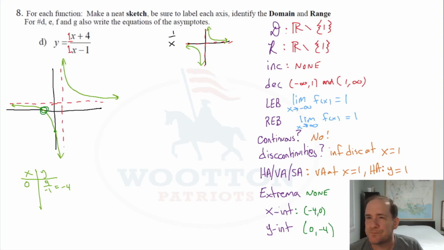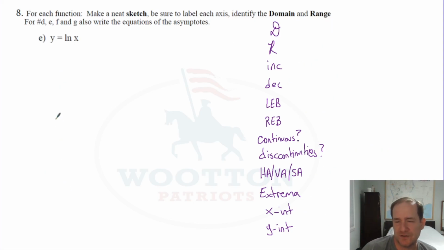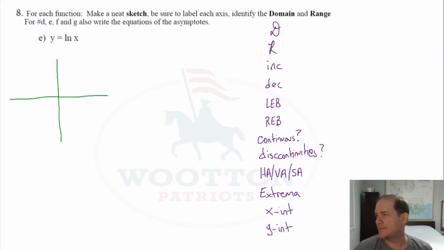So let's keep going. E is the natural log of x. So not much to say about this guy. You should know that the ln of 0 is undefined because we have a vertical asymptote there. We know that the ln of any negative is also undefined because there's just big empty space over here. And then the ln of e is 1. The ln of 1 is 0. So here's 1, we get 0. If I went out to e, which is like 2.7-ish, that's when I would get 1.